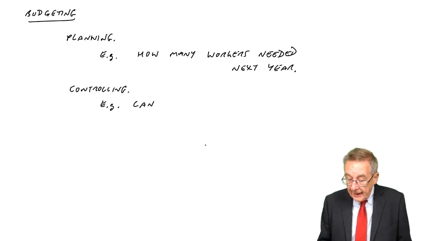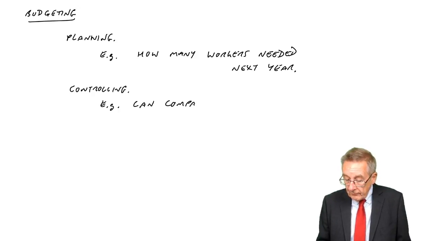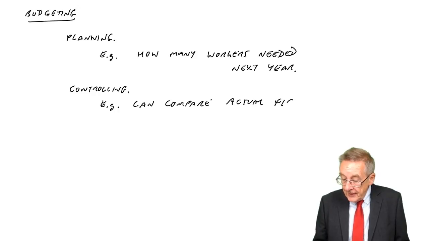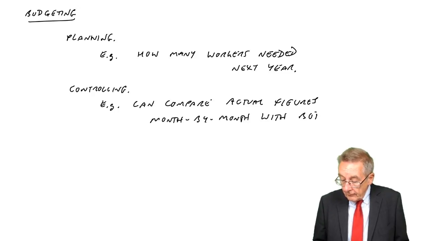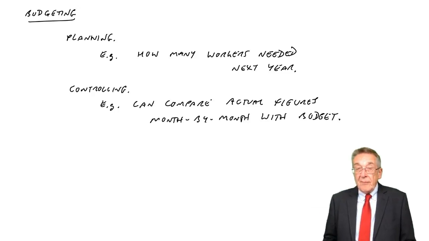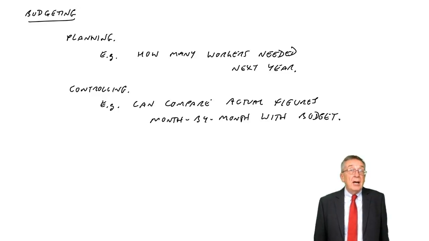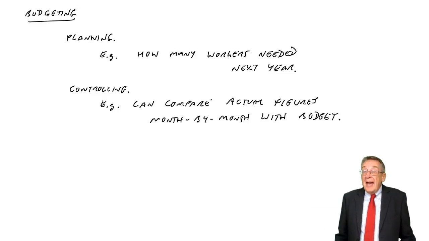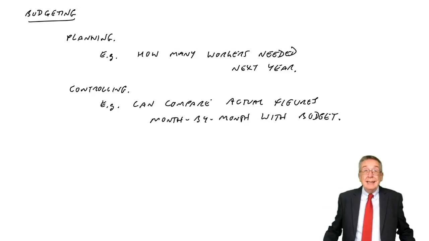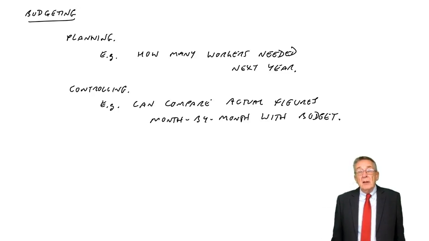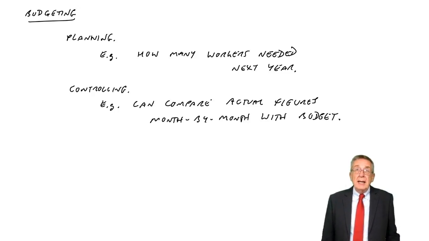We can compare actual figures, usually month by month, with the budget. We can use it to control. Again, if we have overspent, if there has been some sort of mistake, we can control it. We can stop overspending in later months.